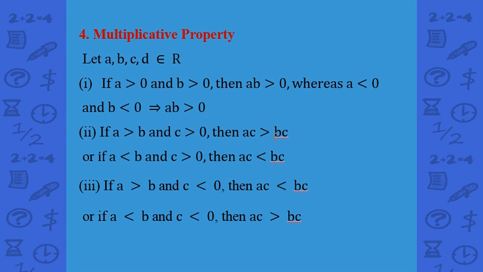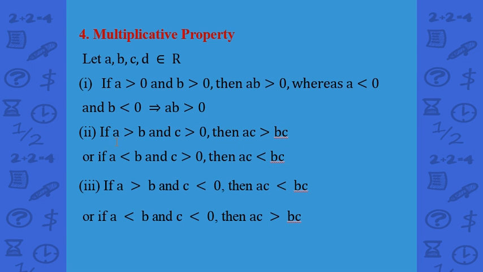Now the second one: if A is greater than B and C is greater than 0, then AC is greater than BC. So you are watching that C is a positive number because it is greater than 0, and if I am multiplying the same number on both sides of an inequality, my inequality will remain the same.